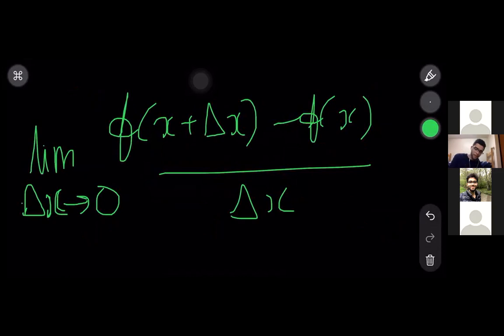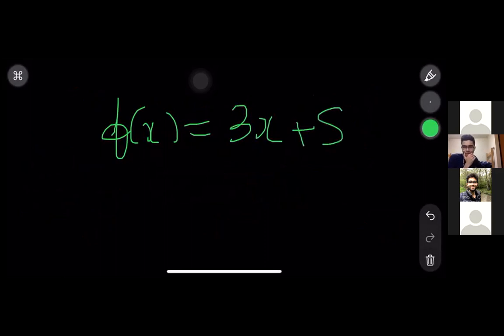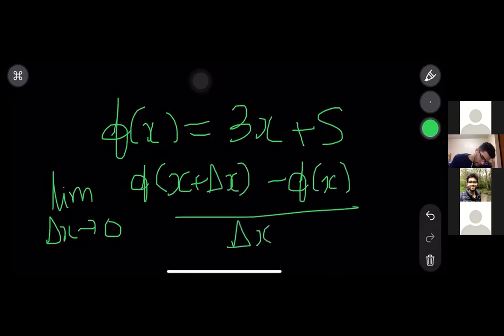Let's look at an example. Let's pick a very simple function. So f of x equals, let's go with 3x plus 5. This is our function. Just look at the power of this formula. You don't need to draw anything. We can just use our equation to solve this. Now we want to do limit as delta x tends to 0, f of x plus delta x minus f of x divided by delta x.